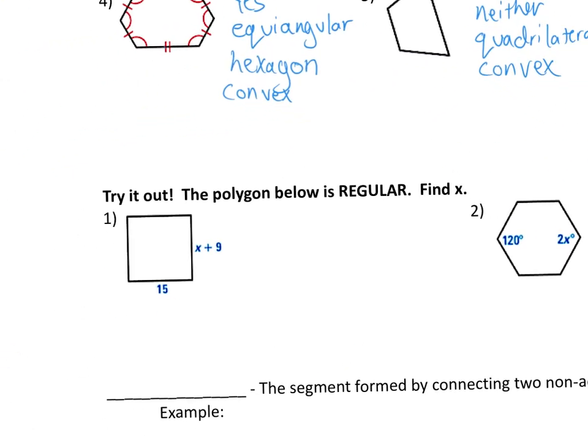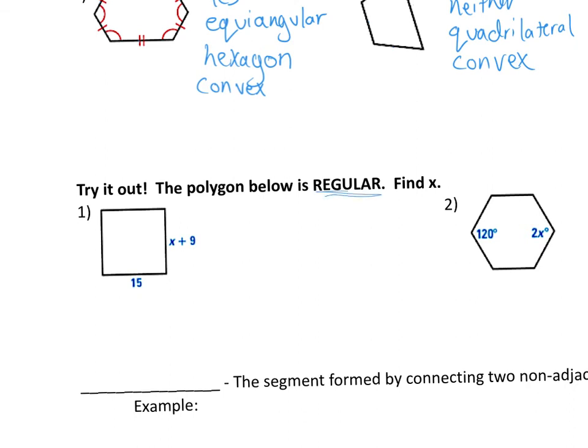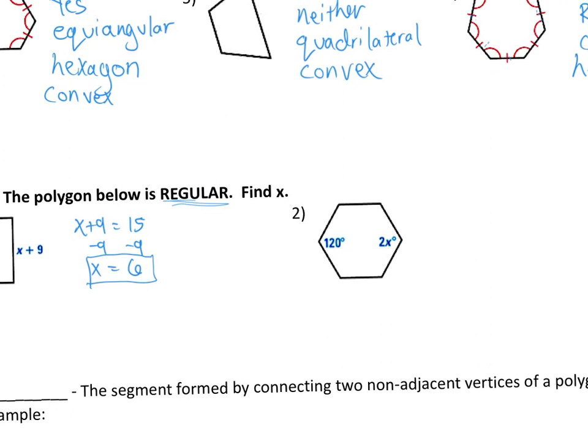Okay, try this out. These are regular polygons. Find x. The wonderful thing about regular polygons is they must be all equal. So x plus 9 must equal 15. Subtract 9 from both sides. x must then equal 6. Number 2, 2x must equal 120. Divide both sides by 2. x must equal 60.